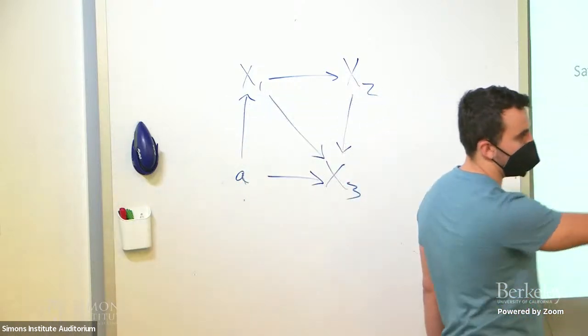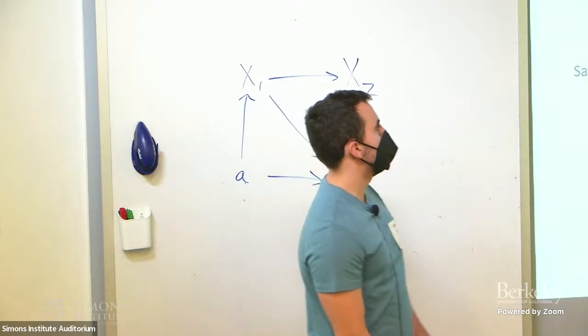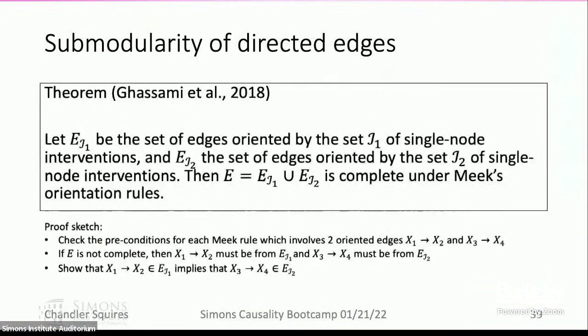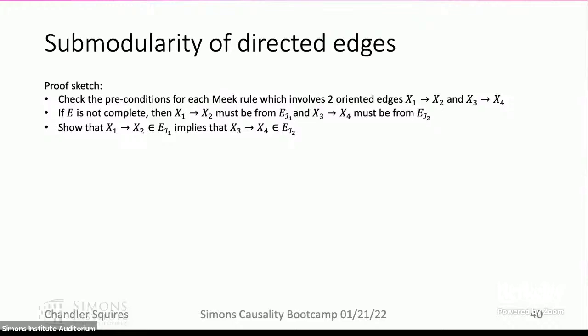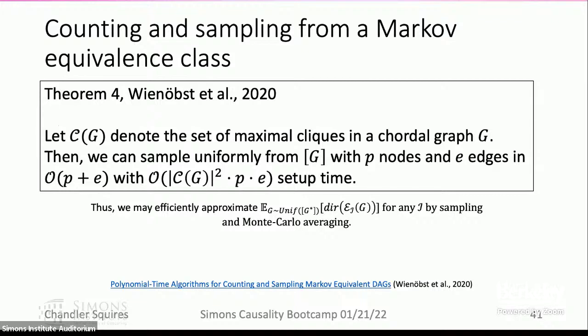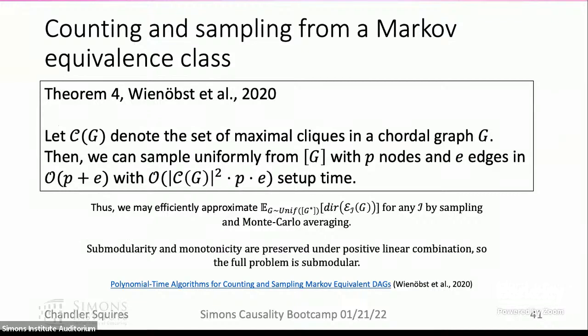So yeah, you get this very case-based analysis that shows you this interesting fact that just combining the sets of edges that you get is going to give you no new Meek rules being invoked and giving you extra edges. And that is enough to show the submodularity of this function. As Chris pointed out, a positive linear combination of submodular functions is still going to be submodular. So that's what I have here in monotonic.